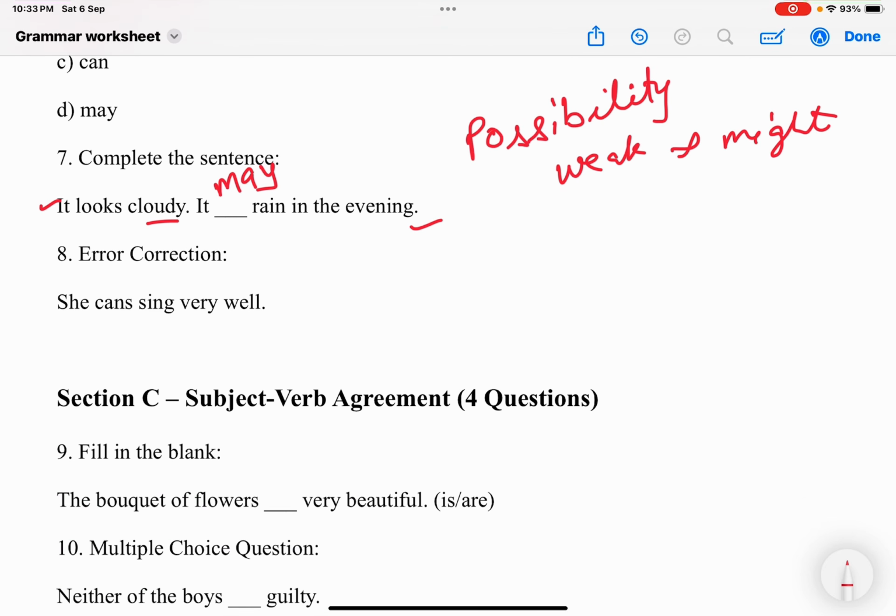Next one is the error correction. She can sing very well. So here it is the error. Cans, we never use s or es with modal, so this is the error and the correction is can.